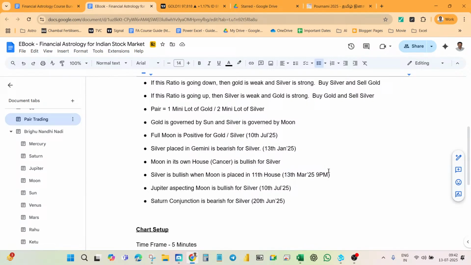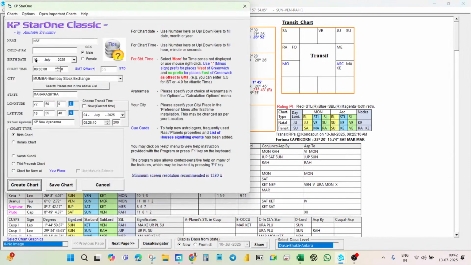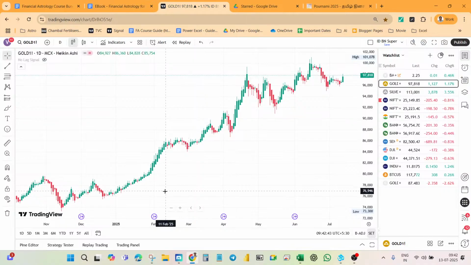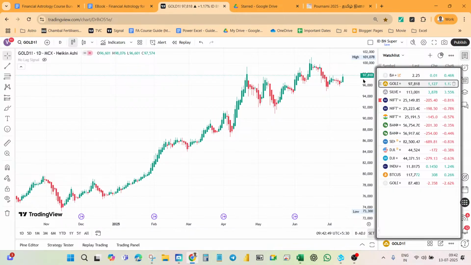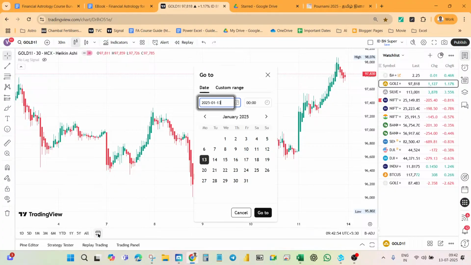That's possible, but my setup is till 3:30 p.m., because I'm focusing only on Indian stocks and the index till 3:30 p.m. Let us see 13th March, 9 o'clock. Edit chart. 13th March around 9 o'clock is 21 hours. Create chart, and let us go to the chart here. For gold or silver, whichever, we'll go for the 15-minute or 30-minute chart.